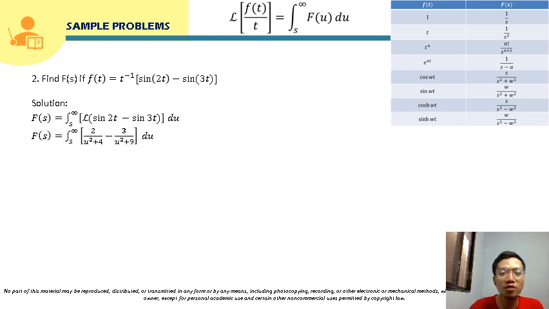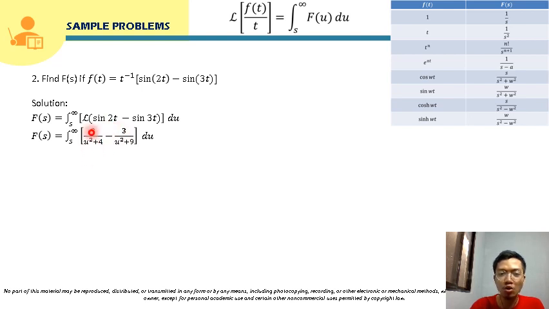Solving for the Laplace transform of sine 2t minus sine 3t: the Laplace transform of sine 2t will just be 2 over u squared plus 4. From the table, that will be the Laplace transform. Instead of expressing it in s, we will express it in u. Also for sine 3t, its Laplace transform will be 3 over u squared plus 9, expressed in u. We will now integrate these terms.